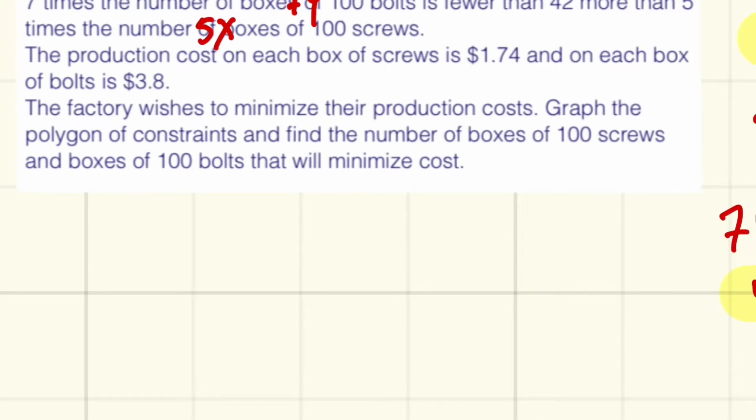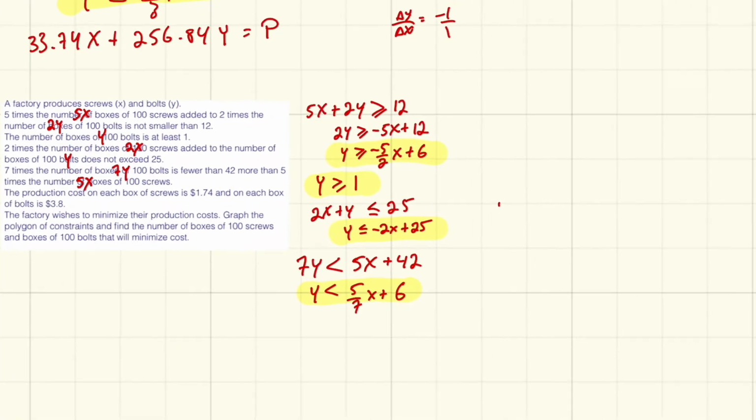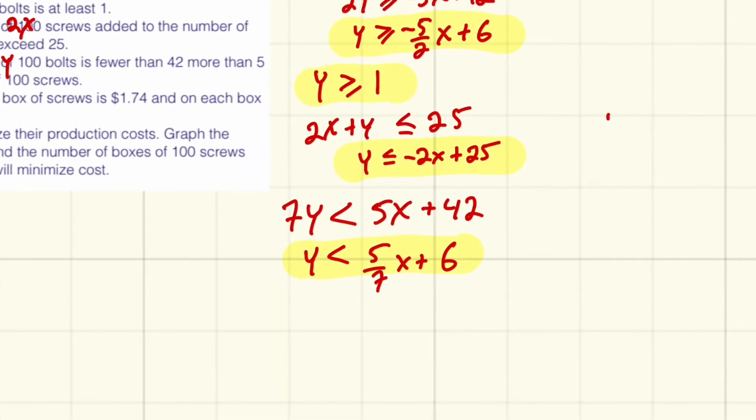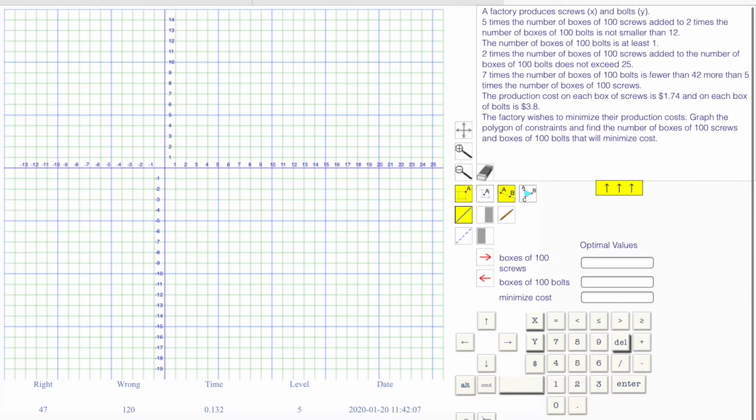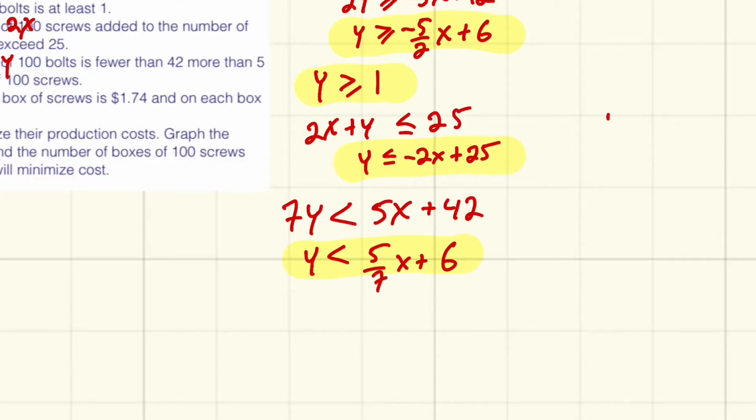After that, we have the production cost. We'll come back to that later on. Let's graph all of this. Everything that is highlighted is graphable. We have y is greater than or equal to negative 5 over 2x plus 6. Our b value is 6. Our slope is negative 5 over 2. It's greater than or equal to, so we're talking about a solid line, and we're going to be shading above. My b is 6.